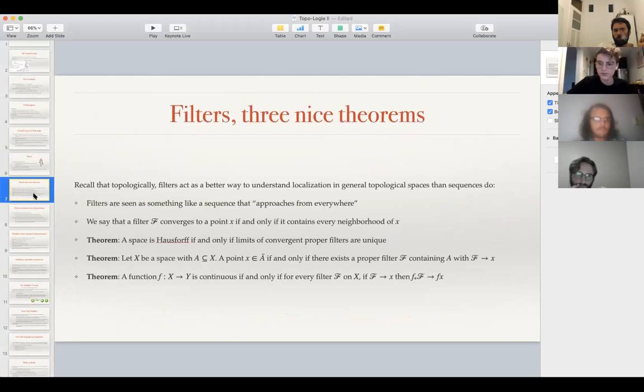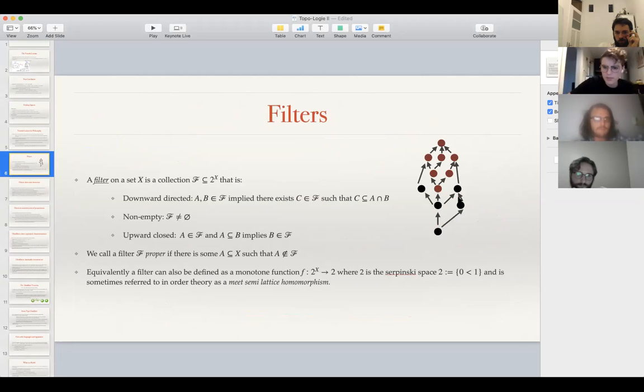Okay, so this is filters. I realize now that that one is not an ultrafilter because you can expand it. I think I made it not an ultrafilter on purpose.